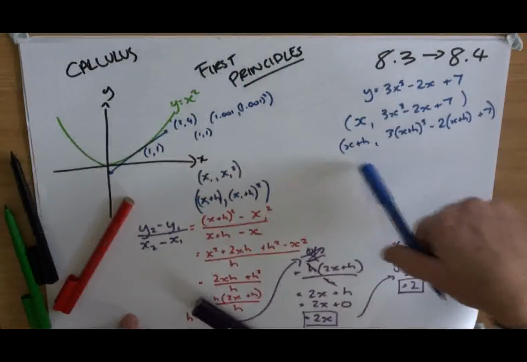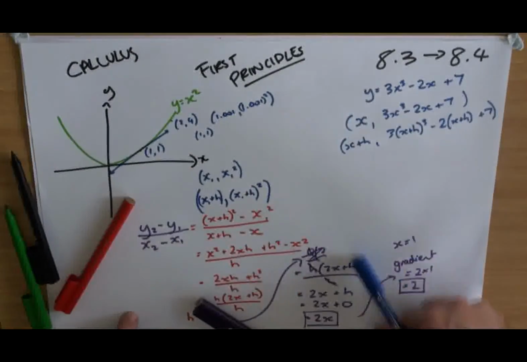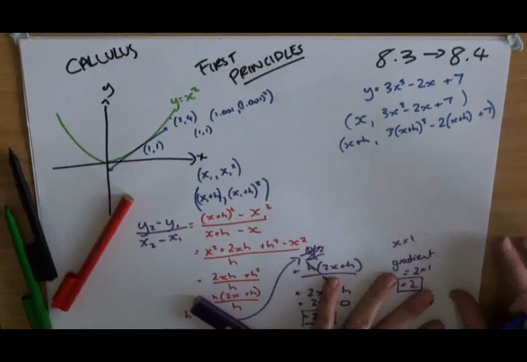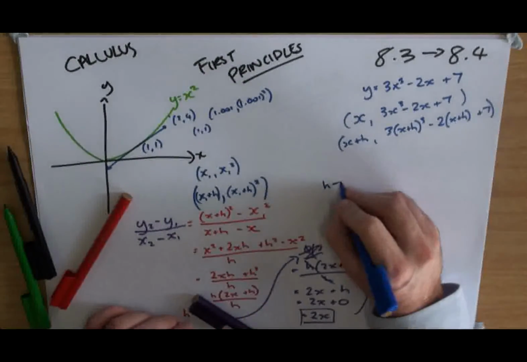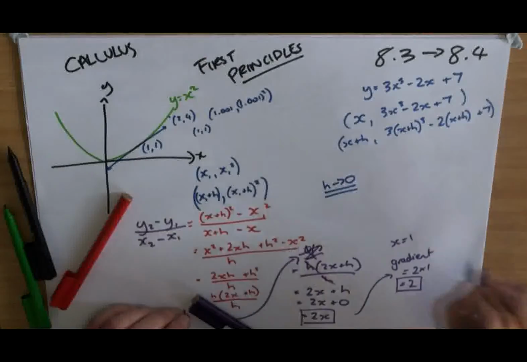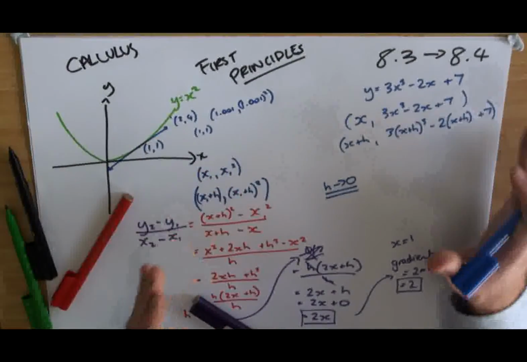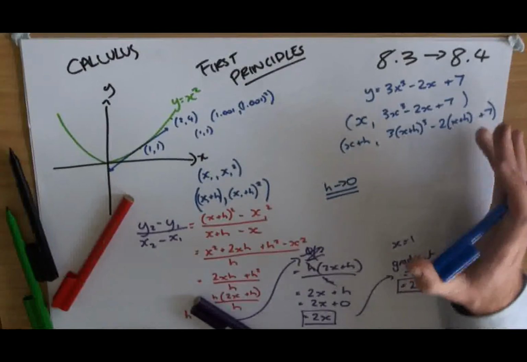And then we find, once again, using our gradient formula, the gradient, and then we're going to find out what our gradient function is going to be as h approaches 0. Hopefully, that makes a little bit of sense of how we do calculus from first principles.